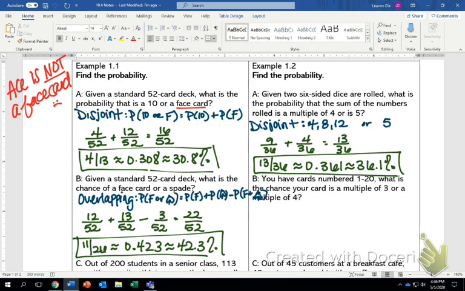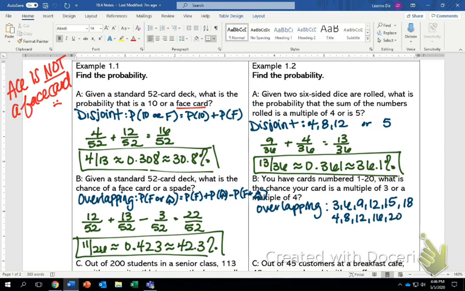And so I know that this is going to be overlapping data. So for a multiple of 3, I have 3, 6, 9, 12, 15, or 18. And remember, it only goes up to 20, so I can't go any higher. The multiples of 4 are going to be 4, 8, 12, 16, and 20.